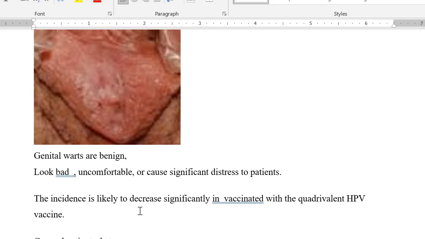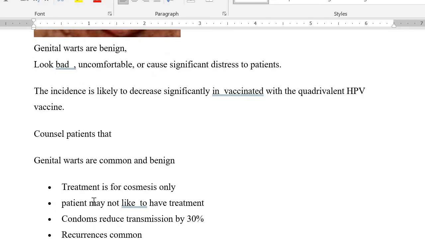The incidence is likely to decrease significantly in people vaccinated with the quadrivalent HPV vaccine, which is Gardasil. Gardasil has antibodies against virus-like particles. Okay, virus-like particles. They are present in the vaccination. So this vaccination is against HPV type 6, 11, 16, and 18. Okay, that is the point.